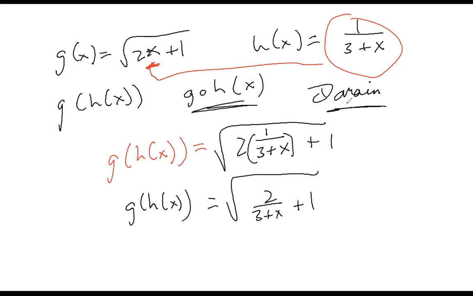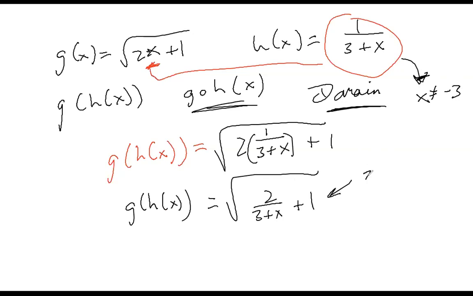Okay, second part, domain. There's two things I need to consider. I'll start with the easy one. The domain of the original interior function, the thing that's getting plugged in, is clearly x should not be -3. That keeps my denominator from being 0.